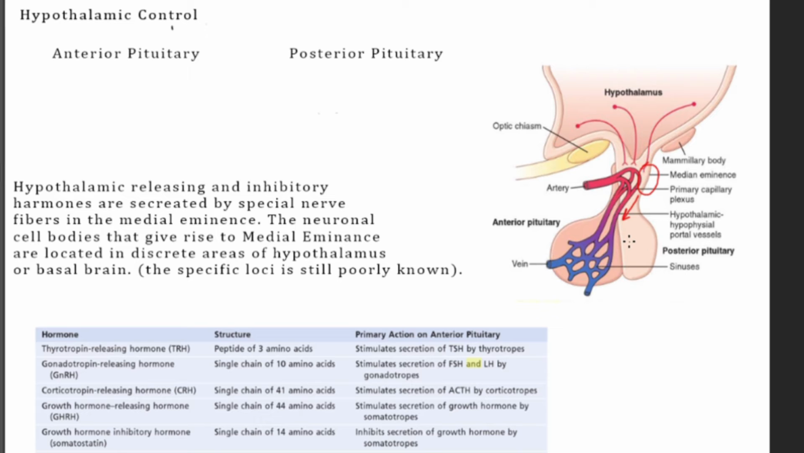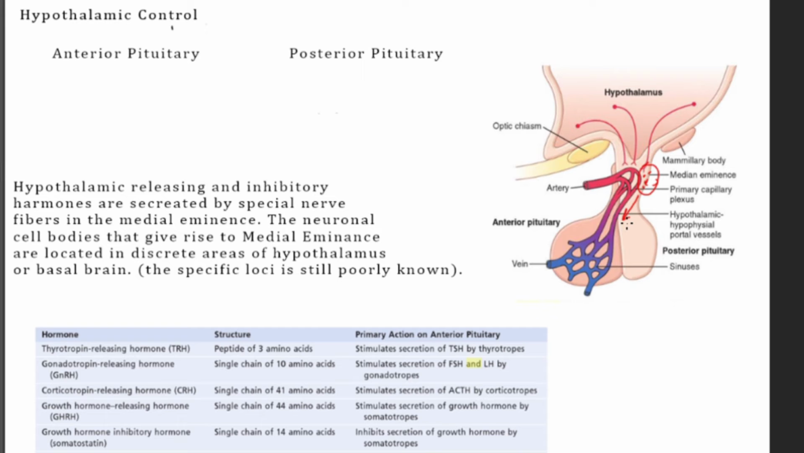Small arteries penetrate the median eminence and then additional small vessels return to its surface, which together form the hypothalamic-hypophyseal portal blood vessels. Now the hypothalamic releasing or inhibitory hormones are secreted by special nerve fibers in the median eminence. That is, these fibers are located over here in this area. The neuronal cell bodies that give rise to the fibers of the median eminence are located in a discrete area of the hypothalamus or the basal brain.